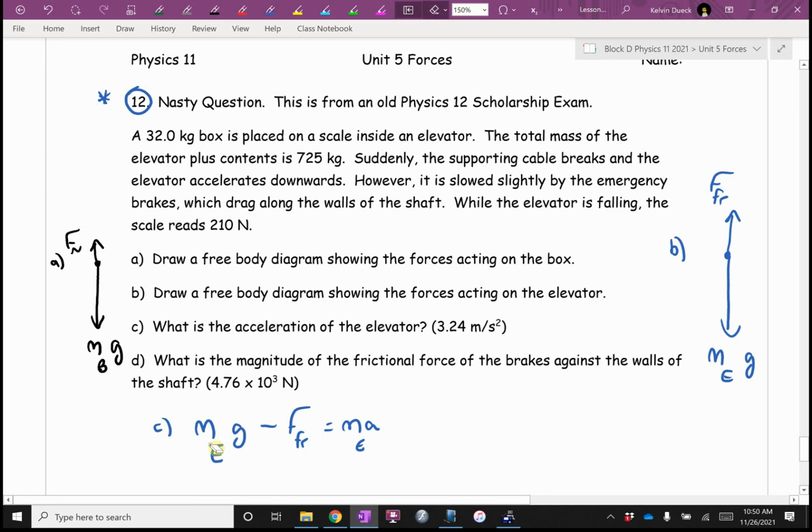So I know big M, or ME. I know G. Marcus, what did you do? Wait a minute, is the box inside the elevator? So aren't they accelerating at the same rate? I'm not going to find the acceleration of the elevator. I'm going to find the acceleration of the box, which must be the acceleration of the elevator. Oh, mass box G minus normal force equals mass box A.